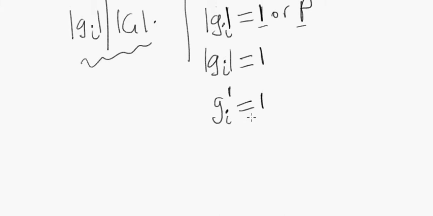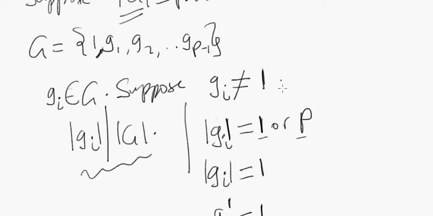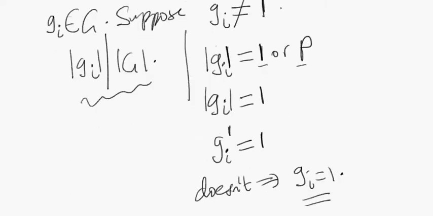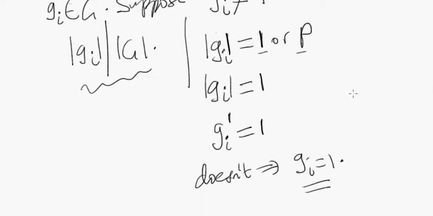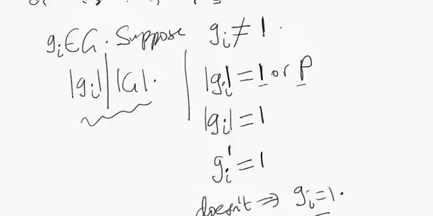But if G sub I to the power of 1 gives us the identity, doesn't that imply that G sub I is itself the identity? But how can G sub I be the identity if we suppose that G sub I is not the identity? Right? So are we saying that assuming that the order of G sub I is the identity leads to a contradiction? If the order of G sub I being equal to 1 leads to a contradiction, what can we conclude?